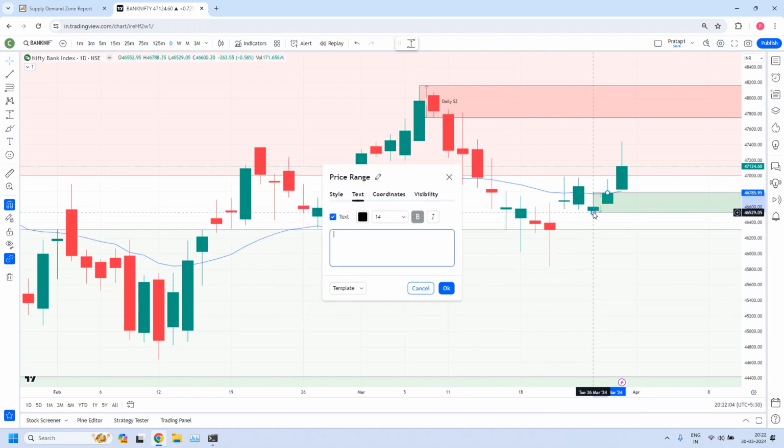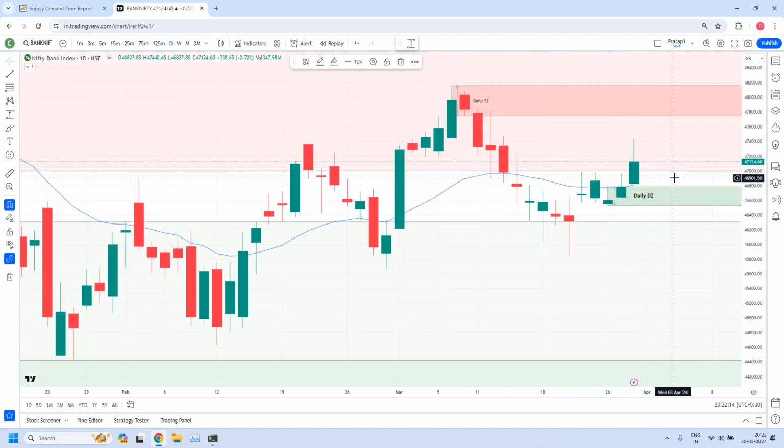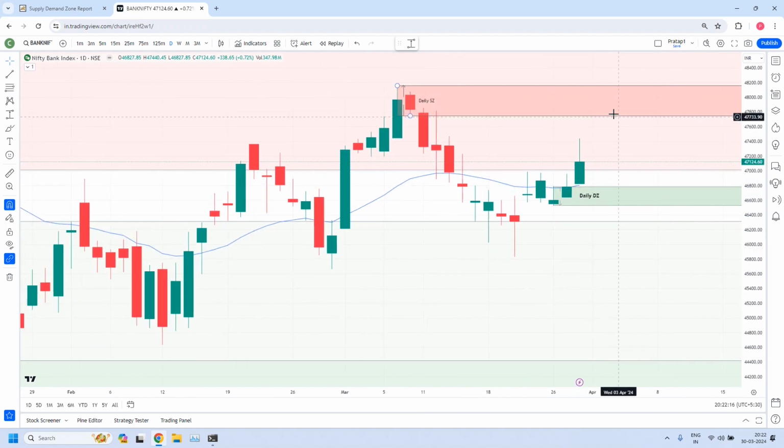So let me add the text. So these are the immediately available. So probably this week you may see some movement within this area.